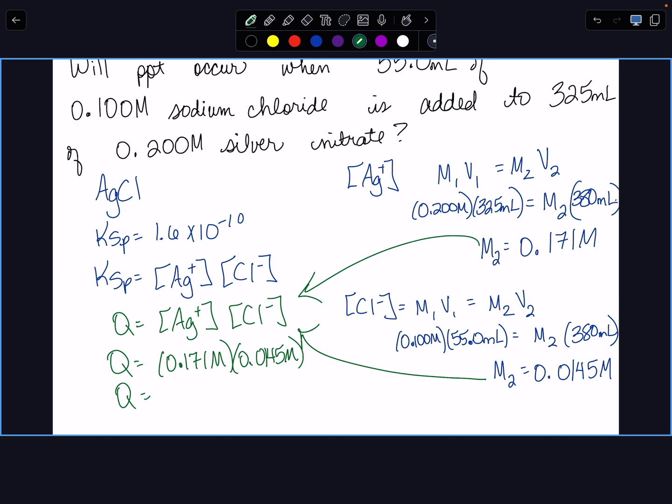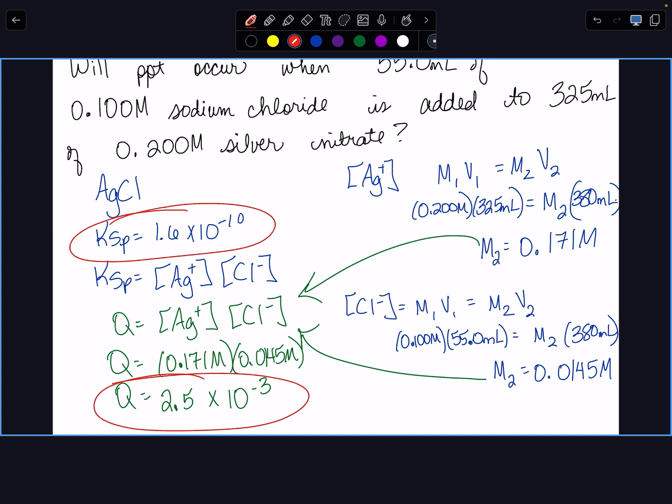Yeah, I'm gonna do it in scientific notation. It does not matter, I'm just gonna do it that way. Yeah, 0.0025 or 2.5 times 10 to the minus 3. Remember, a Q, just like an equilibrium constant, y'all, it's unitless. Okay, so we get 2.5 times 10 to the minus 3. Compare the Q to the equilibrium constant, which is 1.6 times 10 to the minus 10.